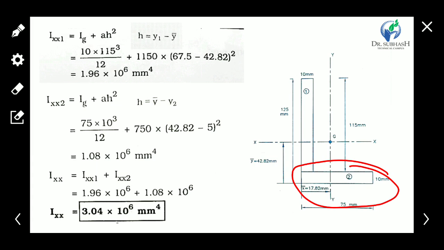So what is the Ig? bd cube by 12. Breadth is 75, so 75. d is 10, raised to cube upon 12. Now area is 75 into 10, 750 mm square. Now the value of h.